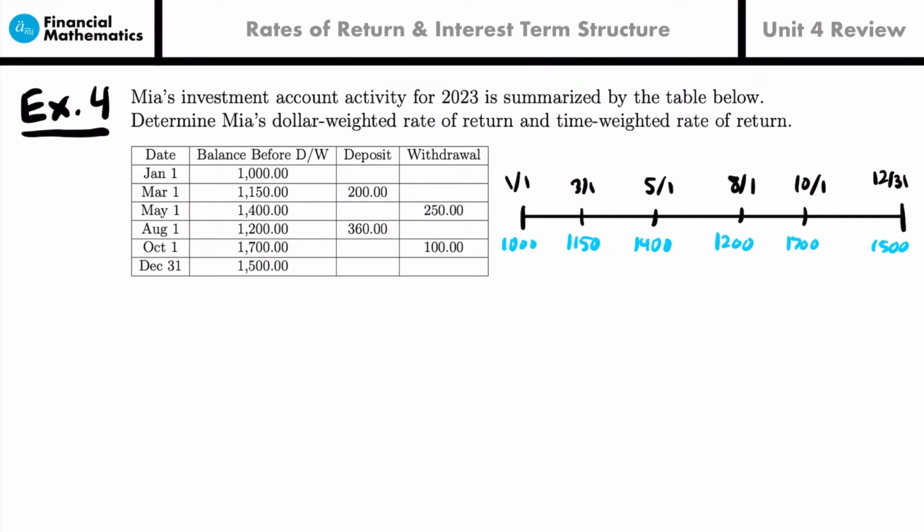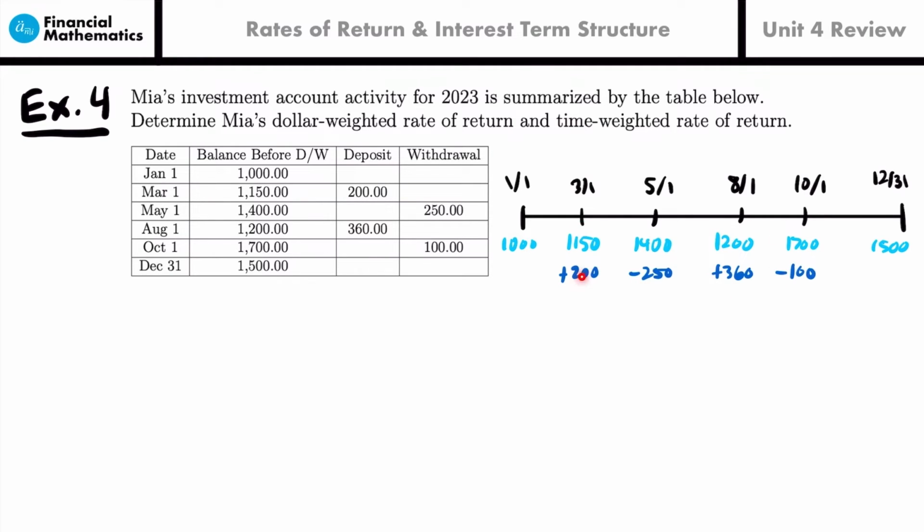Now for our deposits and withdrawals, we have a deposit of $200 on March 1st. So I'll write that like this. We have plus 200. On May 1st, we have a withdrawal of 250, so we have minus 250. Then on August 1st, we have a deposit of 360, so we have plus 360. And then on October 1st, we have a withdrawal of 100. So I'll write minus 100.